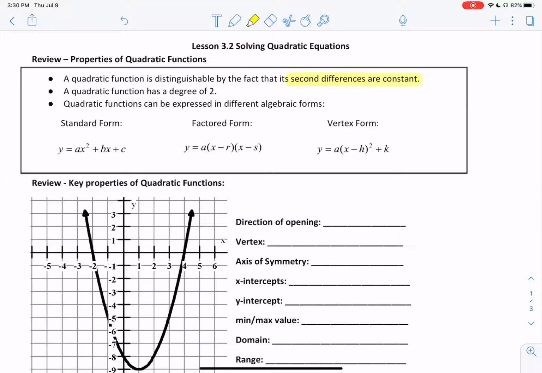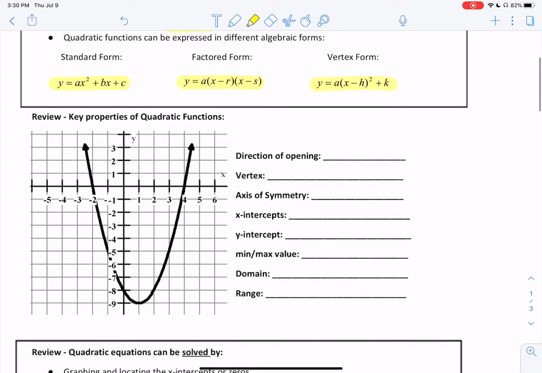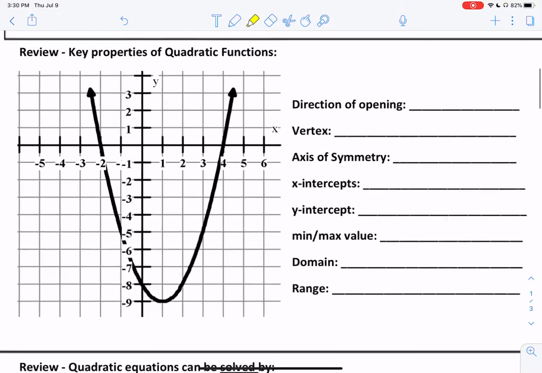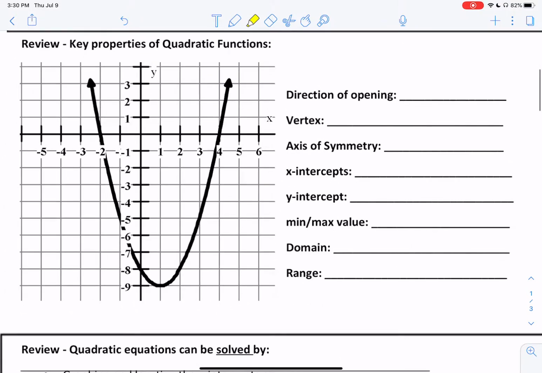Next, a quadratic function has a degree of 2, so it has an x squared in it, and that is the highest exponent that's there. And finally, a quadratic function can be expressed in 3 different algebraic forms: standard form, factored form, and vertex form. So now let's look at the graph of our quadratic function. A quadratic function forms a parabola on a graph, and there are a few key points on a parabola that we're going to review.